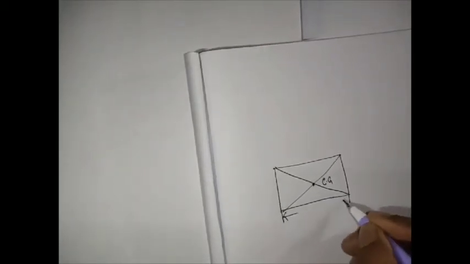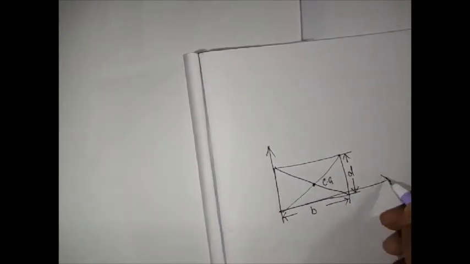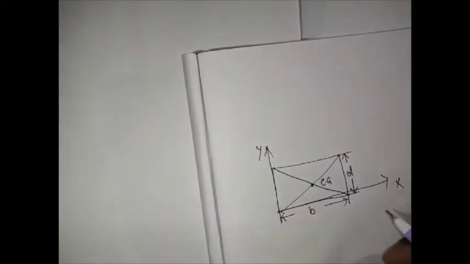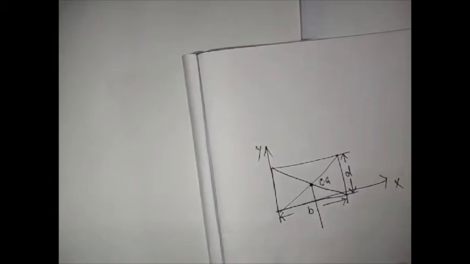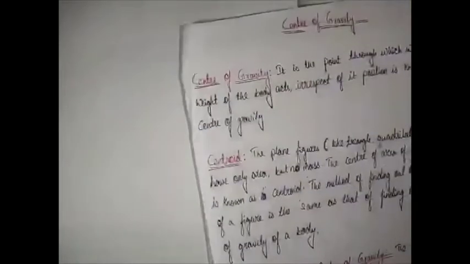Its coordinates are what? If this is b and this is d, with the y-axis and x-axis, what is your x coordinate? That is nothing but b by 2. Similarly, what is your y coordinate? That is nothing but d by 2.